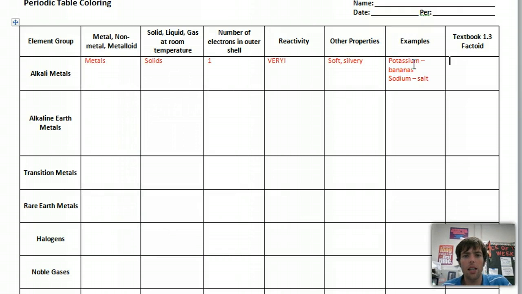And now for this last column, you see it says textbook 1.3 factoid. You need to go into your textbook and look through and find the page that talks about the alkali metals, and I want you to put one more neat little fact that it tells you in there, okay?